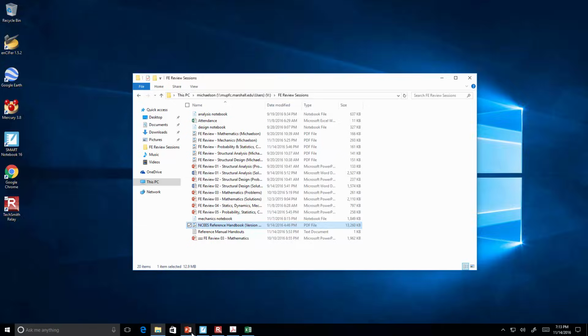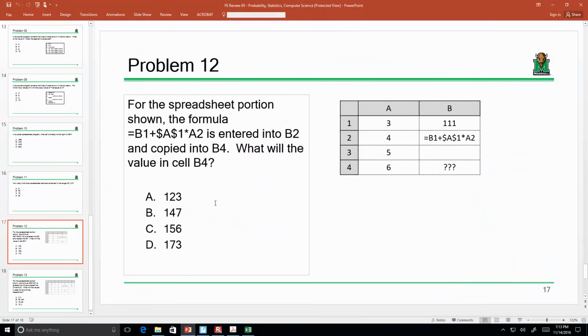Oh, where'd I go? Okay. All right. Now, I think I have a typo here. I apologize. On your formula, right here, where it says copied into B4, it should be copied into B3 and B4. I apologize about that.